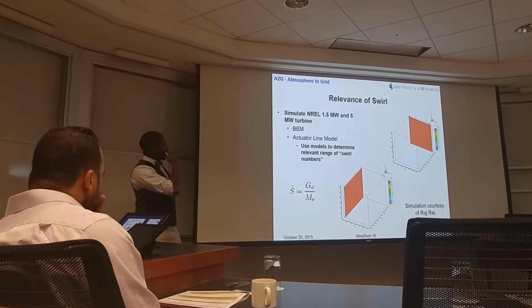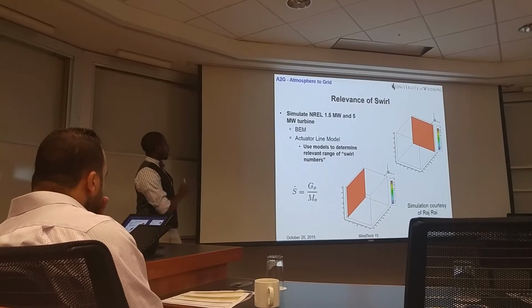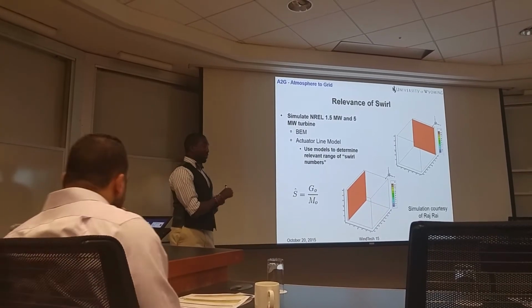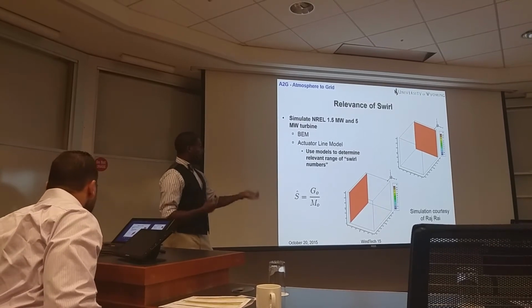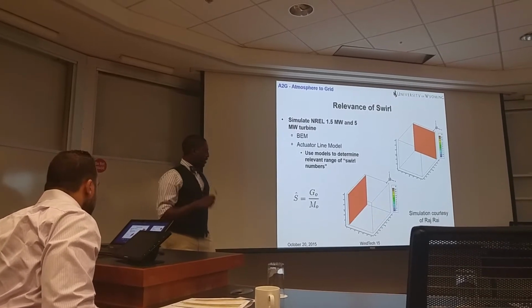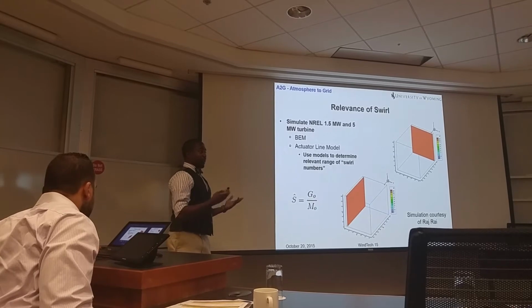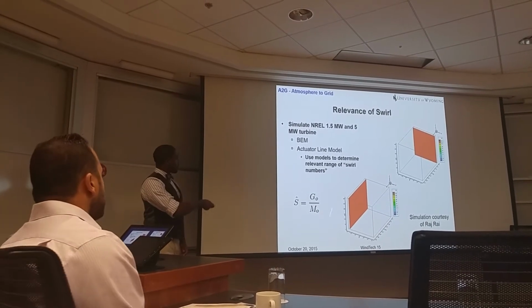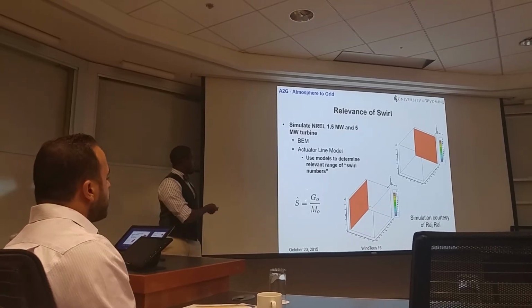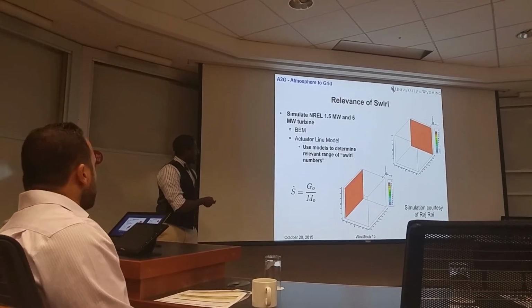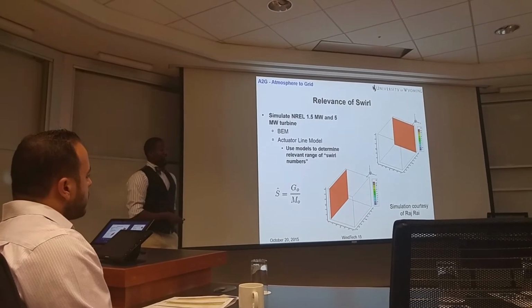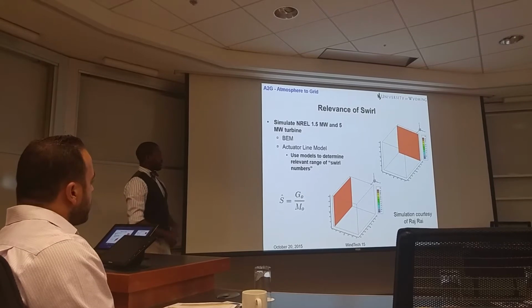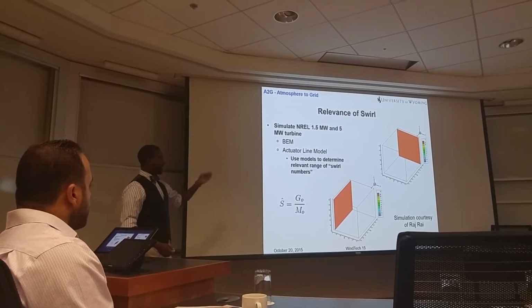So this is going to talk about the relevance of swirl, and those videos aren't playing, but whatever. So we simulated the NREL 1.5 and 5 megawatt turbines, both BEM and actuator line models, courtesy of Raj Rai, and we're trying to develop a relevant range of the swirl. When we talk about swirl, this is the number right here. So we're talking about angular momentum imparted and the axial momentum deficit basically convected downstream. And these plots show you slices of basically angular velocity as you move streamwise and tangentially.